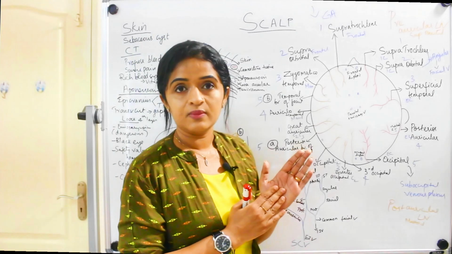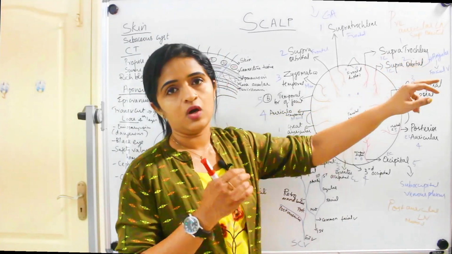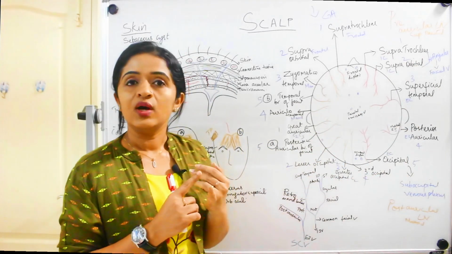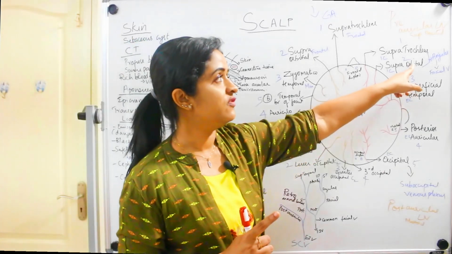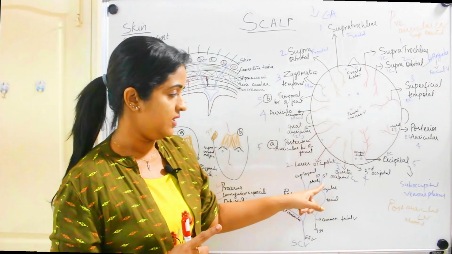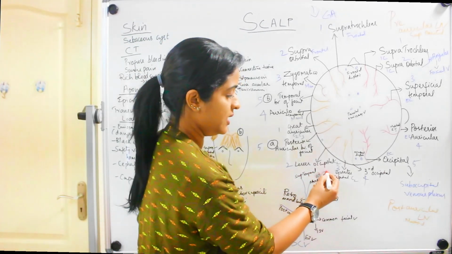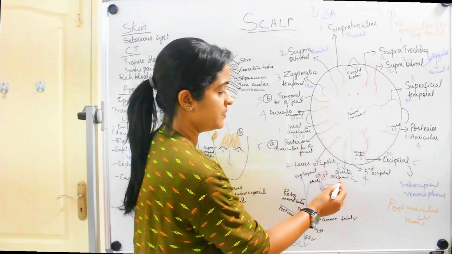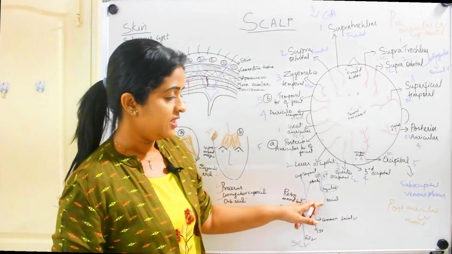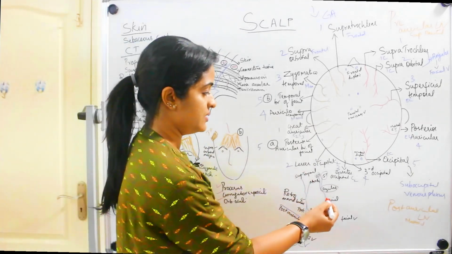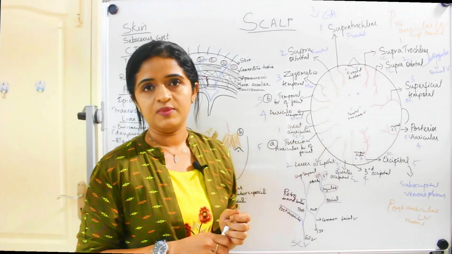First we will discuss the veins corresponding to the supratrochlear and supraorbital arteries. Which are the veins? You have the supratrochlear and supraorbital veins. They together form the angular vein. Here we can see the supraorbital vein and supratrochlear vein. Together they form the angular vein at the medial canthus of the eye, and from there it continues down obliquely as the facial vein. So that is about the supratrochlear and supraorbital veins.